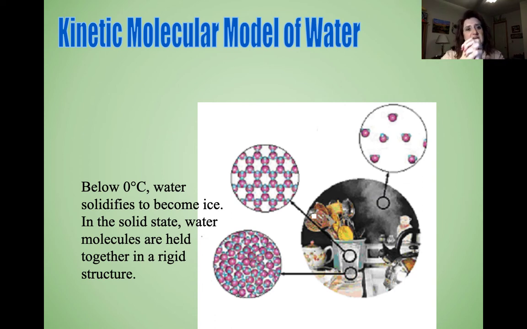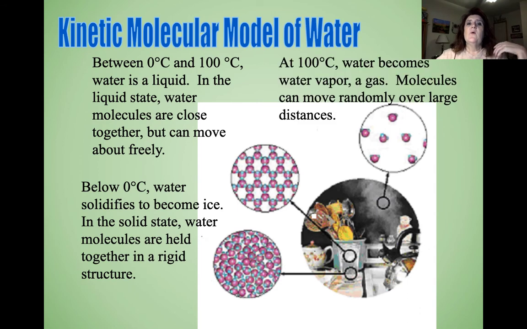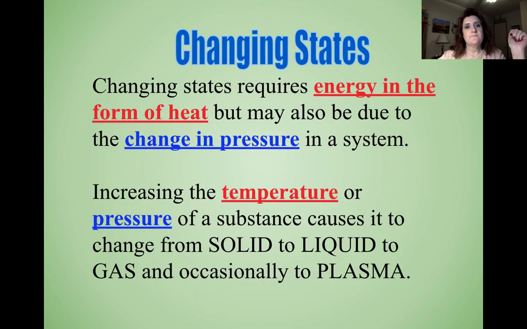It's held tight together. When the water molecules are between 0 degrees Celsius and 100 degrees Celsius, or 32 degrees Fahrenheit and 212 degrees Fahrenheit, the water is a liquid that is going to roll over and around each other. When you get past 100 degrees Celsius or 212 degrees Fahrenheit, that water vapor becomes a gas, and those molecules will expand in every way, shape, and form.